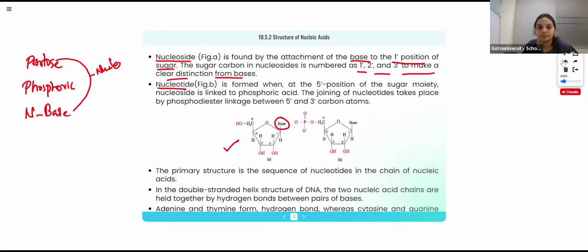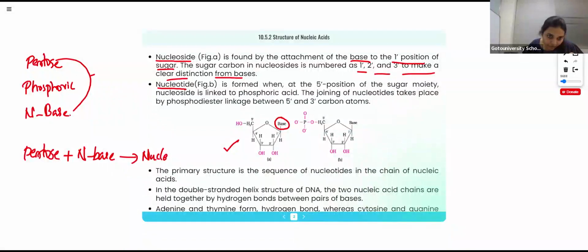Nucleoside. The pentose sugar and the nitrogen base combine. I will write here: pentose sugar plus nitrogen base is called a nucleoside. Got it, right? Then what is nucleotide? One more component is there. Pentose sugar, nitrogen base, and phosphoric acid is also there, right? So nucleotide means when at the fifth position of the sugar component, nucleoside is linked to a phosphoric acid.